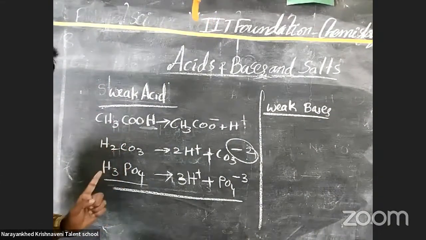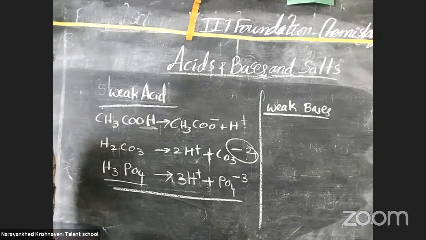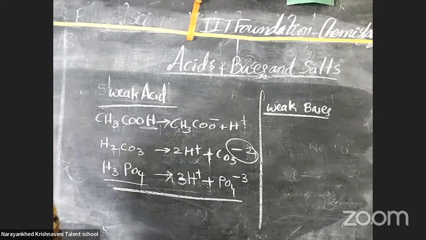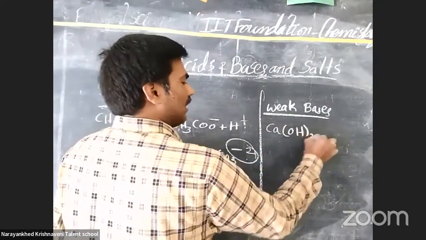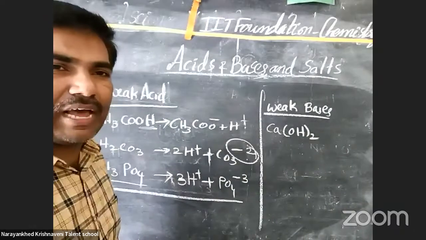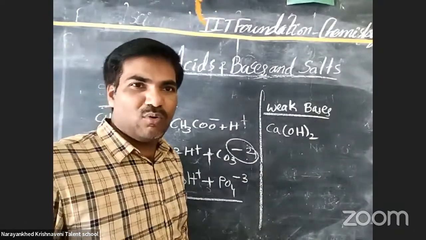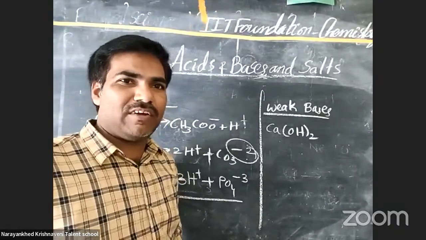This is the carbonic acid. This is the phosphoric acid. And next, there is calcium hydroxide. Calcium hydroxide. In your regular syllabus, you know very well the preparation of lime water. In the second lesson, we have it now.